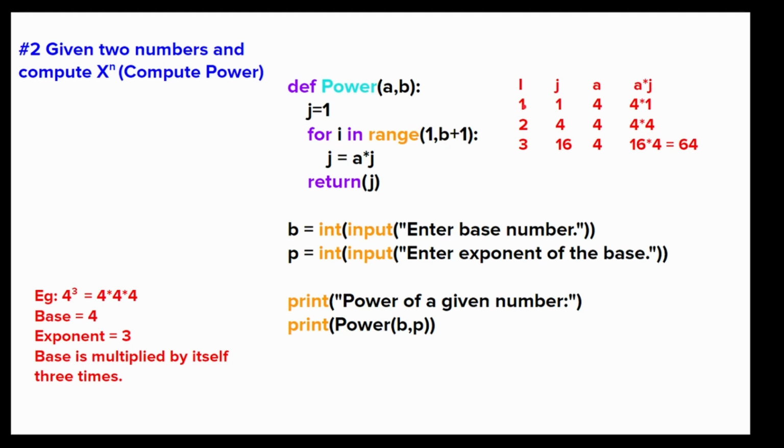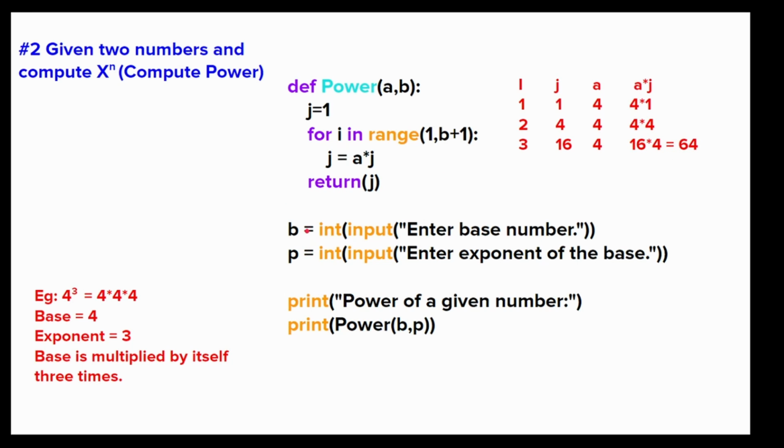When i value will be 1, then j is initially 1 and a will remain 4. And over here 4 multiplied by 1 is equal to 4. And when i value will become 2, j value will become 4, because in the last step 4 value is being stored in j. So 4 multiplied by 4 you will get 16. Now j is 16 and a is still 4, so 16 multiplied by 4 is equals to 64. So after coming out from this loop, j will contain 64 and we are returning this j value.